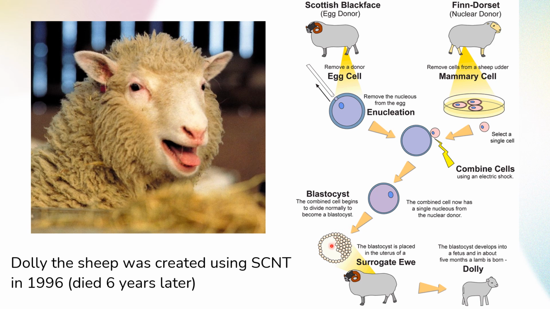That is then developed in a lab, and that blastocyst, which is a developed embryo, is put into the surrogate ewe, and this ewe, which is a female sheep, gave birth to Dolly. Now Dolly is a clone of this nuclear donor up here, right? However, to make Dolly, there was 1, 2, 3 sheep involved to make this one clone.